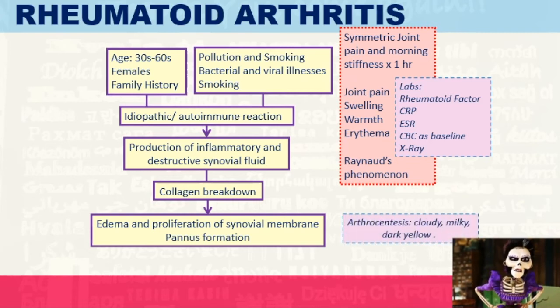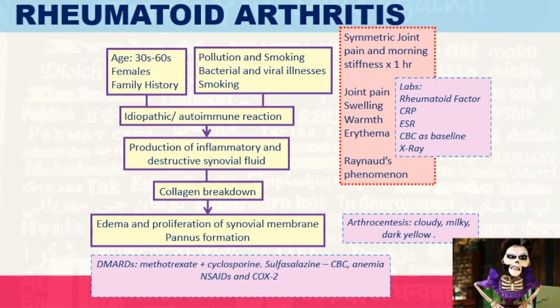So, on arthrocentesis, recall under the diagnostic studies that when we say arthrocentesis, we are getting something out of the synovium, out of the joint. In this case, the synovial fluid would appear cloudy, milky, and dark yellow. This would indicate that there is a production of inflammatory and destructive synovial fluid leading towards collagen breakdown.